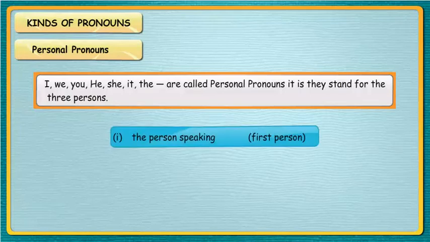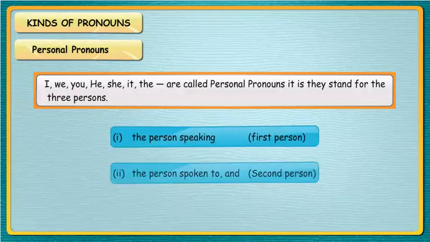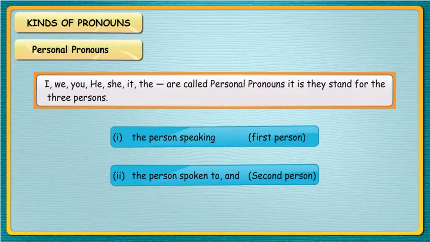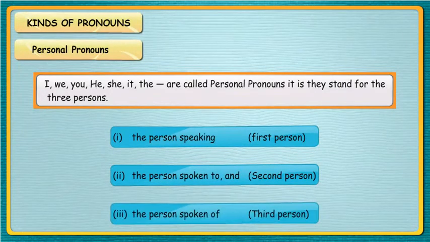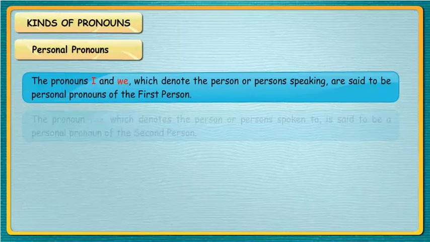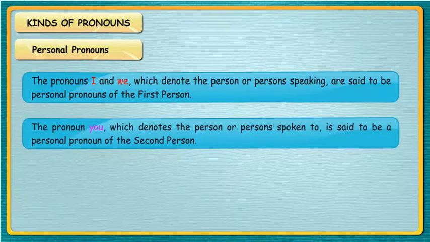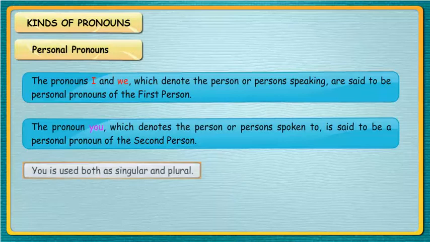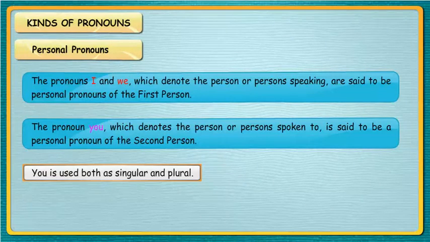The person speaking, first person. The person spoken to, second person. And the person spoken of, third person. The pronouns I and we, which denote the person or persons speaking, are said to be personal pronouns of the first person. The pronoun you, which denotes the person or persons spoken to, is said to be a personal pronoun of the second person. You is used both as singular and plural.